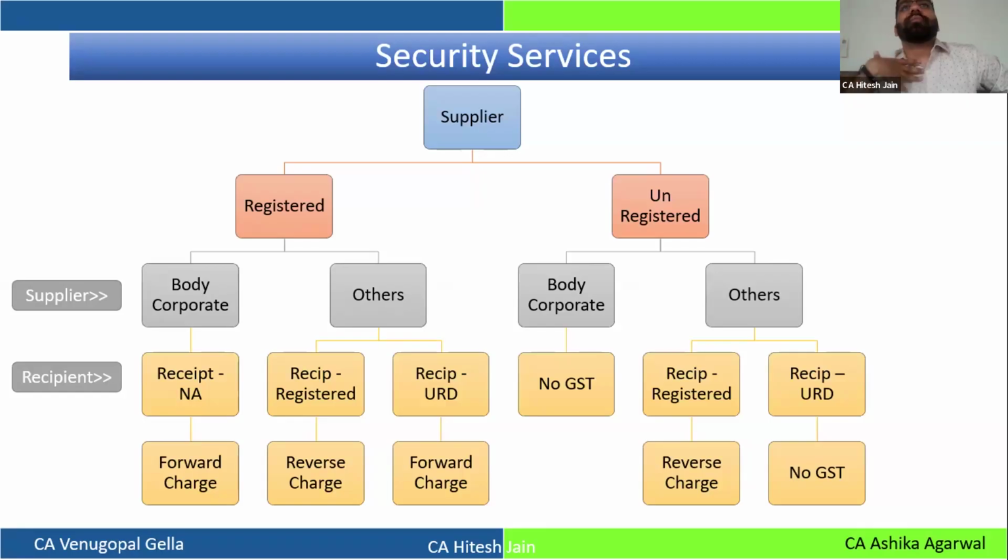Now coming to unregistered supplier. Let us consider that our supplier is unregistered. Unregistered body corporate, no GST. If the supplier is unregistered and not a body corporate, and is providing to a recipient who is registered, then reverse charge is applicable. And if the unregistered supplier is providing security personnel services to an unregistered recipient, then also there is no GST.